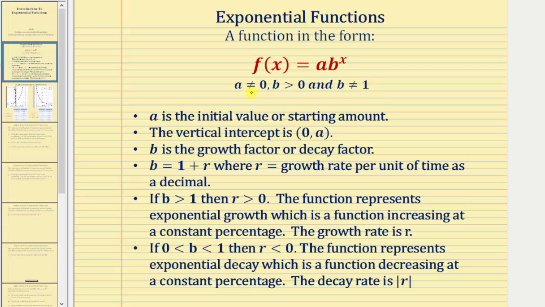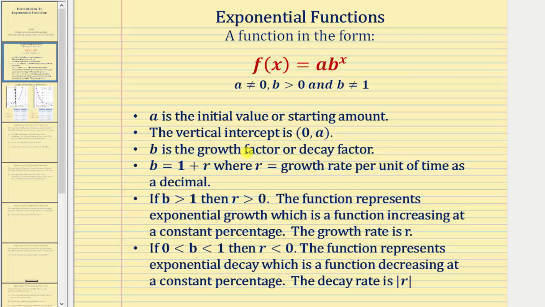If a was equal to 0, or b was equal to 1, we would have a constant function, not an exponential function. The value of a is called the initial value or starting value, which is the function value when the input x is equal to 0. And therefore a also gives us the vertical intercept, which would be the ordered pair 0, a.